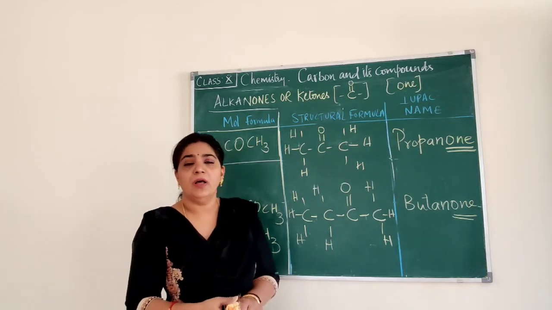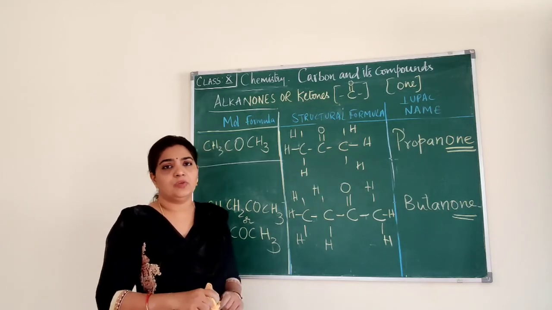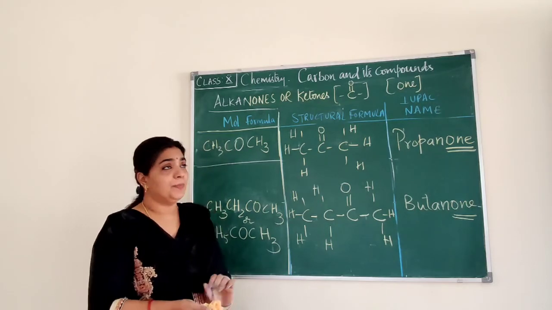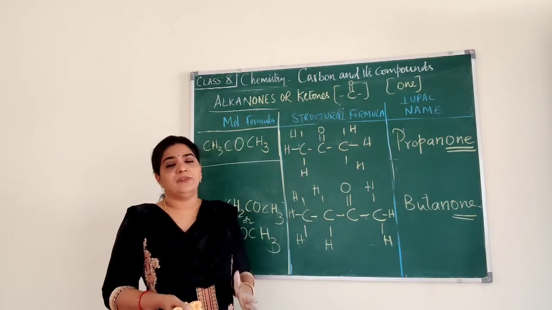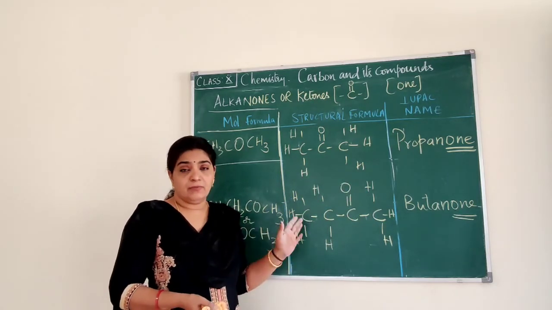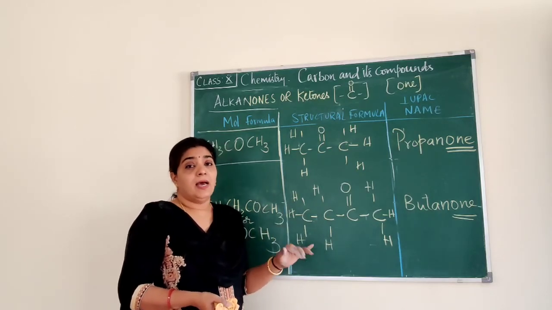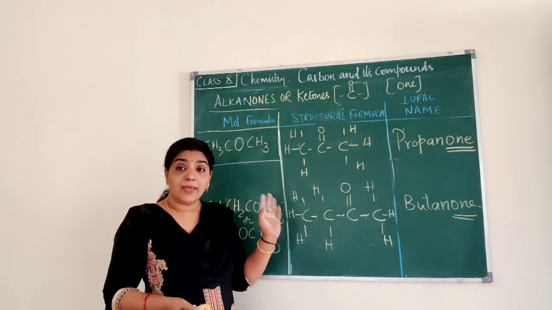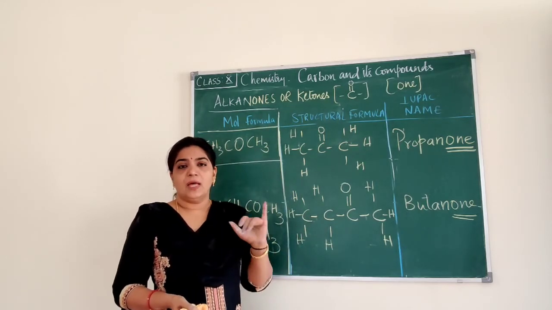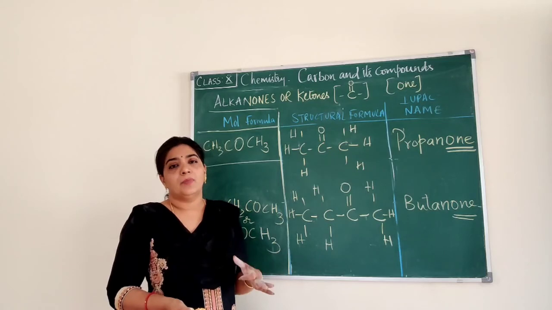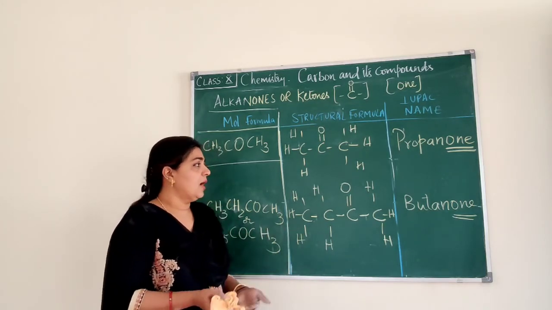So you can do it for pentanone. I hope now you understood what a functional group is, how to write its structure, what the molecular formula is, and what the IUPAC name is. So we started with halogen, then we learned about alkanols, then alkanoic acid and alkanones. So alcohol, aldehyde, carboxylic acid and ketone. This is very important, so you have to learn.